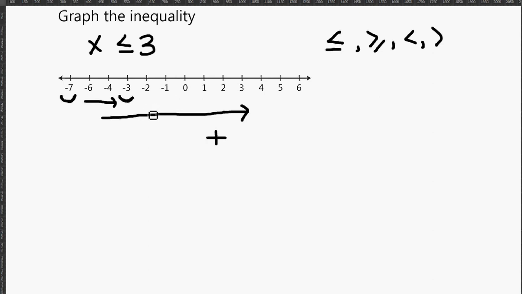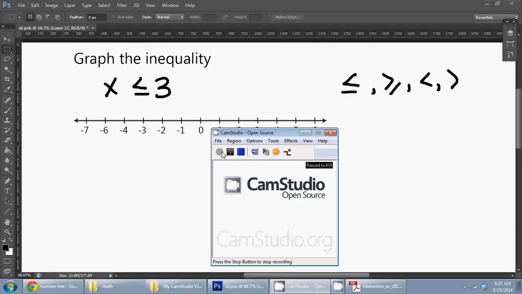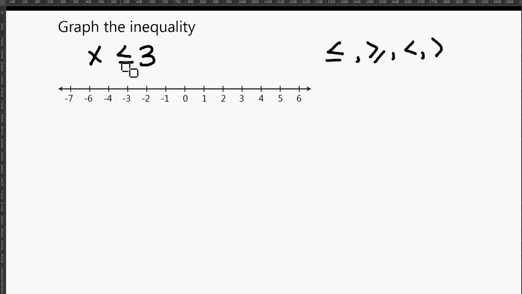Okay, so back to graphing this inequality. Graphing inequalities is super easy. There's a few simple steps. So the first step to solving an inequality is you find the number on the number line. So this one says x is less than or equal to 3. I'm going to find the 3 and circle it.